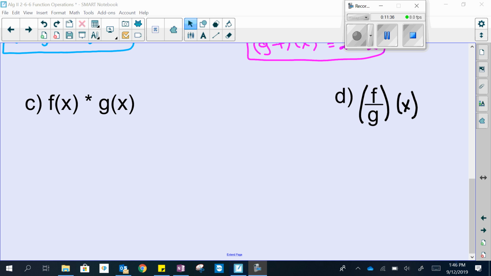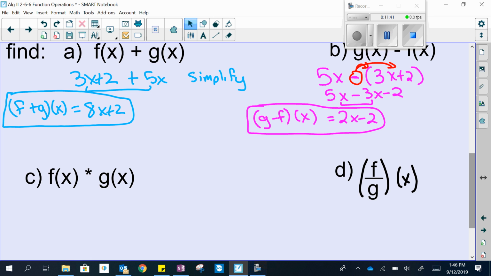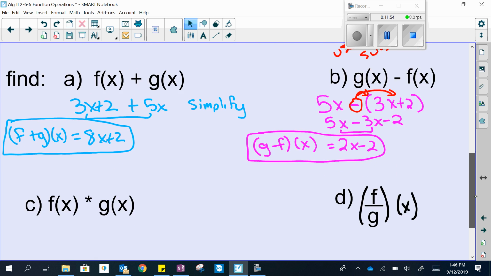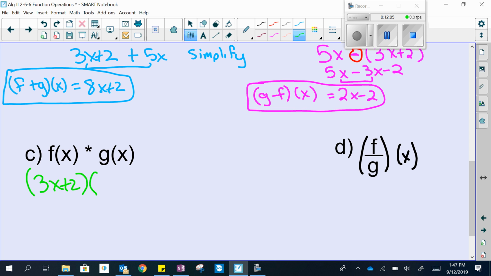All right, next problem. I need to be able to see. What did we say this was? Multiplication, thank you. So if it's multiplication, I need to take f of x. What's f of x? 3x plus 2, that's right. So I'm going to take f of x, 3x plus 2, times g of x, and g of x was 5x. This is distributive property, but like from the back. We have to distribute the 5x to both these things.